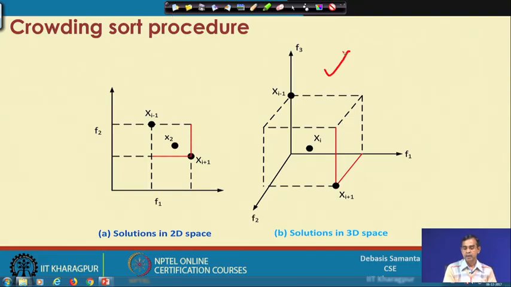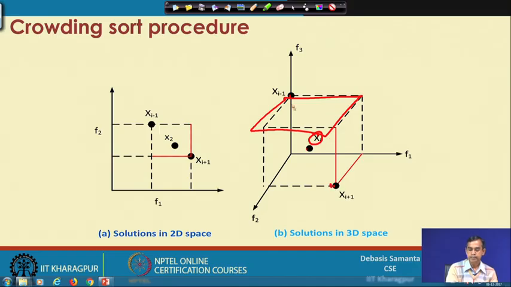And this is another example here. 3 objectives are there. So, it is a multi-objective optimization problem with 3 objective functions f1, f2 and f3, and we are interested to find the crowding distance for the solution xi, and suppose xi plus 1 and xi minus 1 are the 2 solutions which are the nearest to xi, they are the nearmost 2 solutions. Now, if we can find the 2 solutions which are nearmost, then in 3 dimension, unlike 2 dimension, we can find a cuboid.